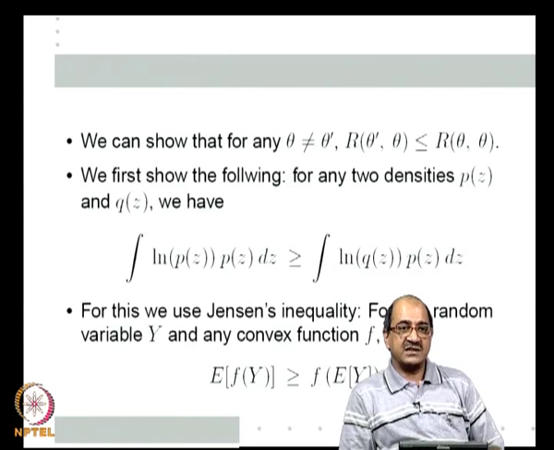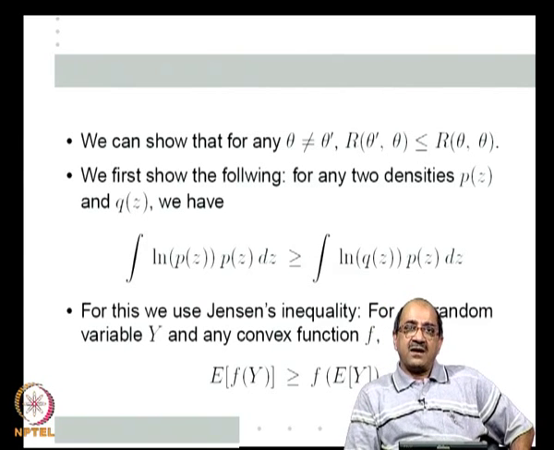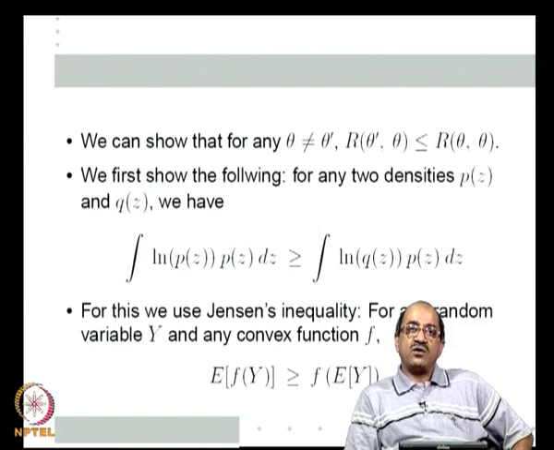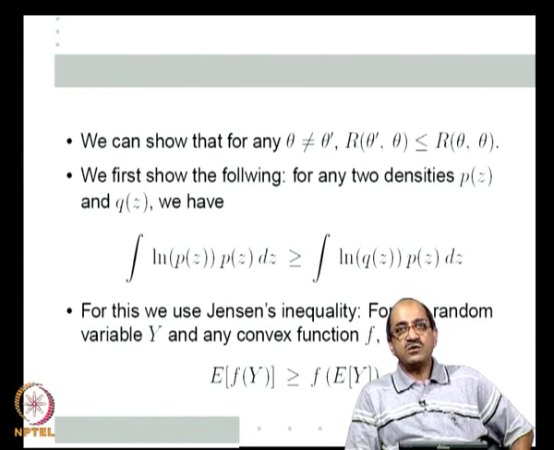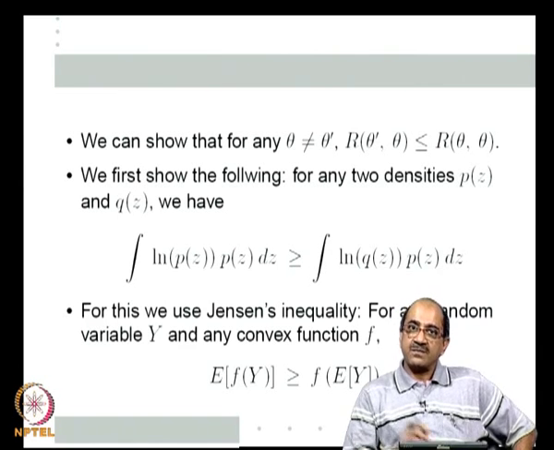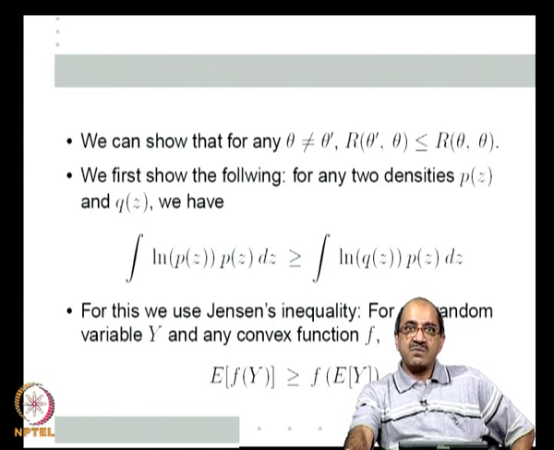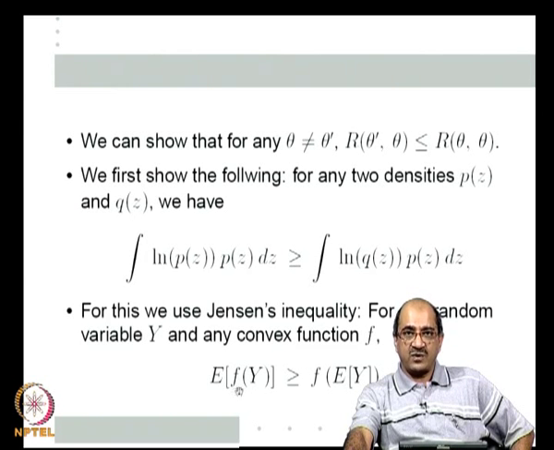For example, f(x) equal to x square is a convex function. Then this tells me the expected value of y square is greater than or equal to the expected value of y whole square, which we already know, because the expected value of y square minus the expected value of y whole square is the variance of y, which is always greater than or equal to 0. So that is the easy way to remember Jensen's inequality, which says that for any random variable y and any convex function f, the expected value of f of y is greater than or equal to f of the expected value of y.